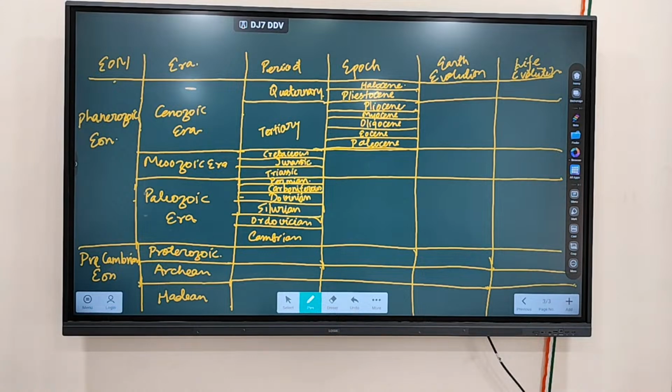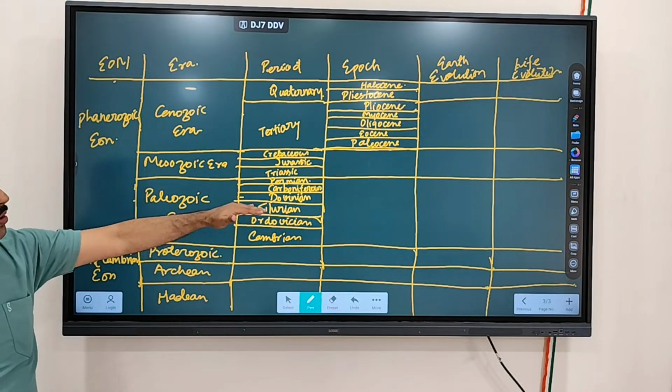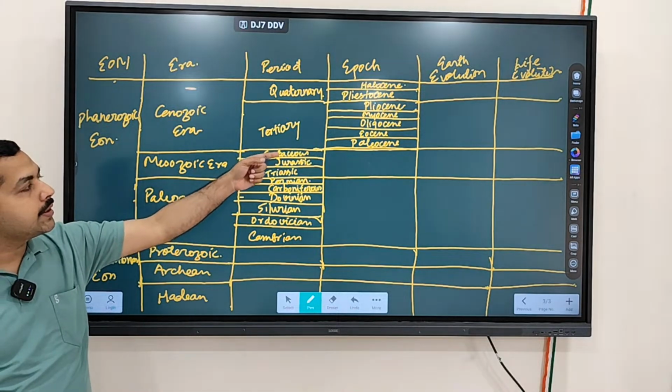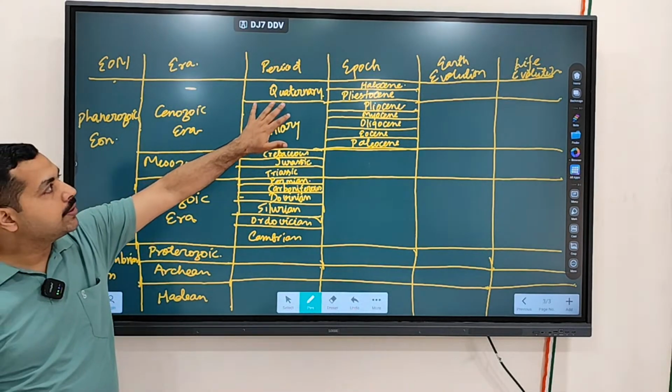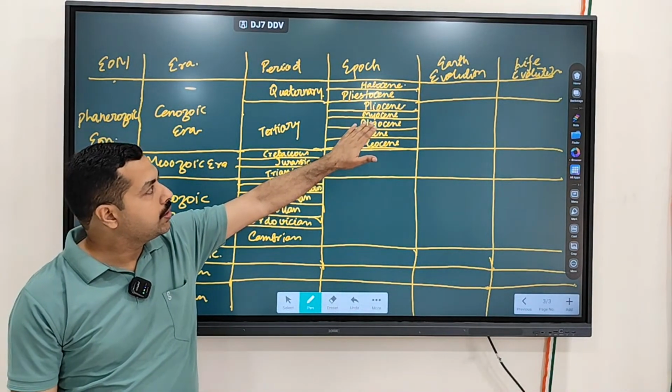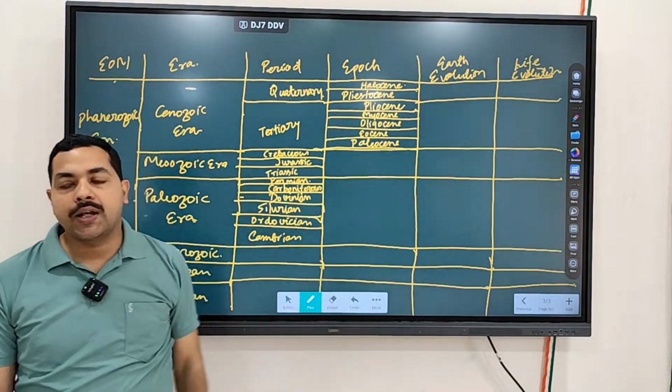Fine. So two eons you have, Precambrian eon and Phanerozoic eon. Precambrian is divided into three eras: Hadean, Archean, and Proterozoic. Phanerozoic eon is divided into Paleozoic, Mesozoic, and Cenozoic era. Then you have periods: Cambrian, Ordovician, Silurian, Devonian, Carboniferous, and Permian period. Here it is Triassic, Jurassic, and Cretaceous period. Then you have Tertiary and Quaternary period. Tertiary is further divided into Paleocene, Eocene, Oligocene, Miocene, and Pliocene epoch, and Pleistocene and Holocene.